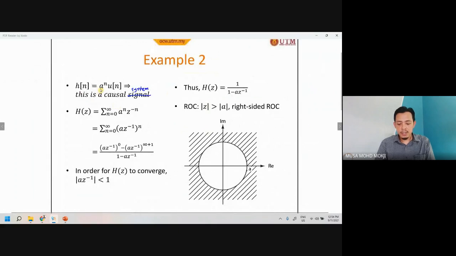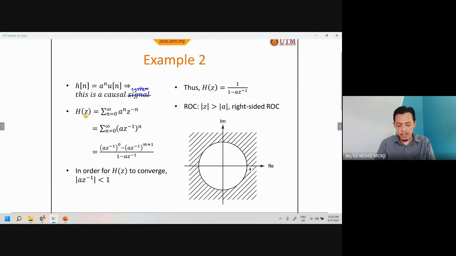Okay, so we will have time to look at one example. Let's say h[n] is equal to a^n u[n]. This is actually from our previous example, so this is a causal system. This is wrong: this is not a signal because this is the impulse response. Okay, so slash that; this is supposed to be system. Okay, there's an error in the notes.